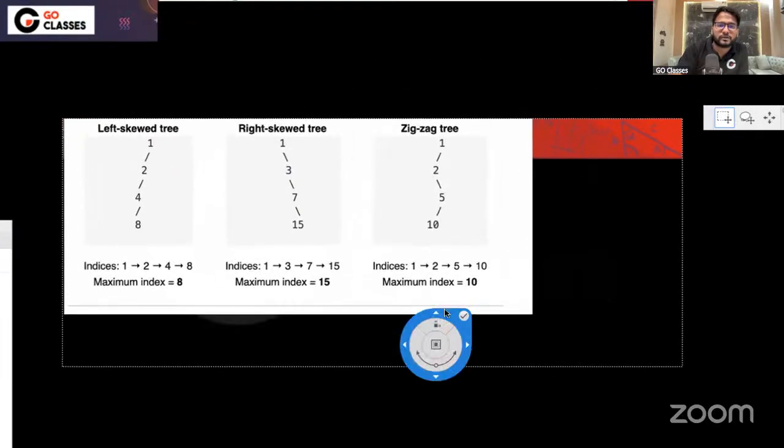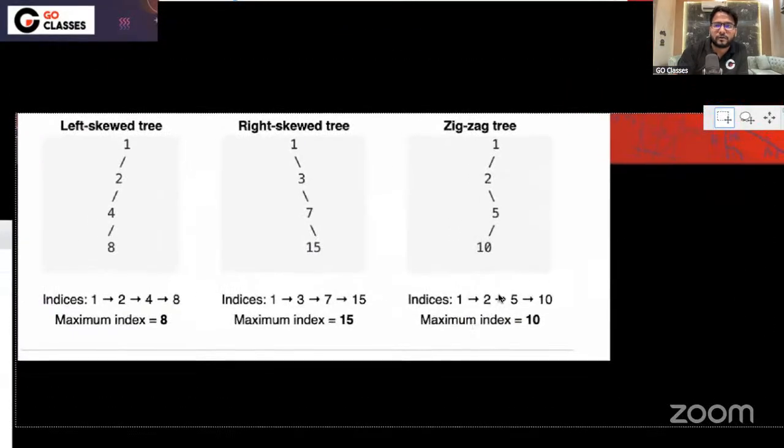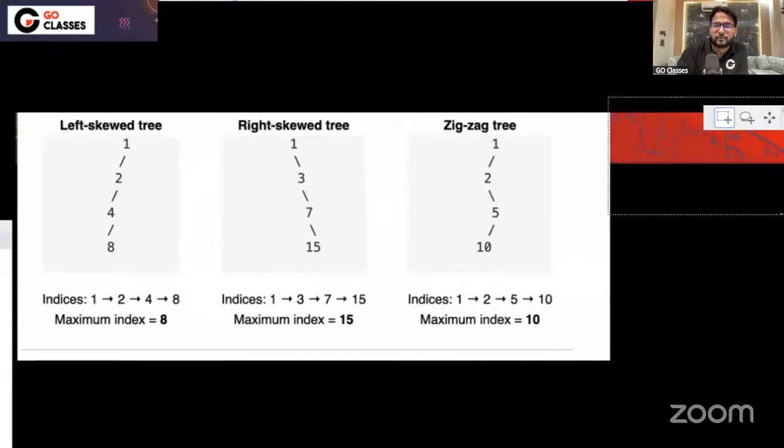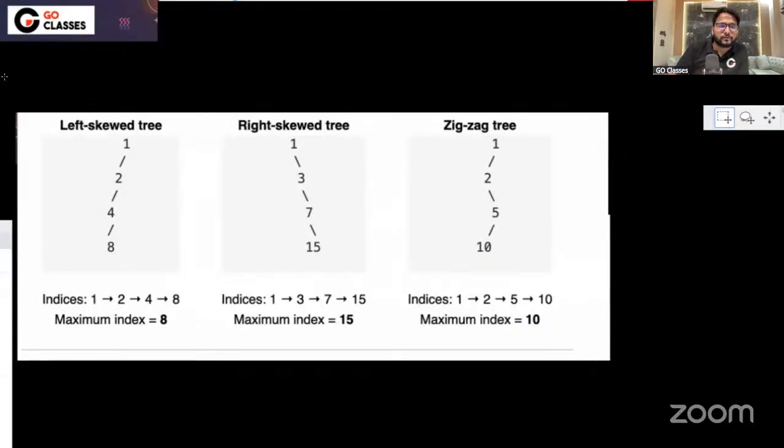Suppose you have these three cases where the tree is left skewed. If it is left skewed, then the root will be stored at index 1, the next at 2, then 4, then 8. So you will be needing the maximum index 8. Okay, till 8 it is fine.